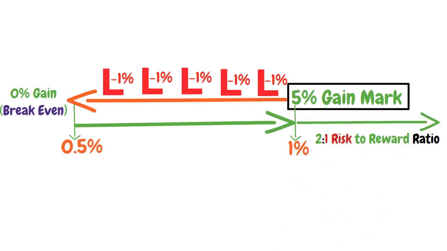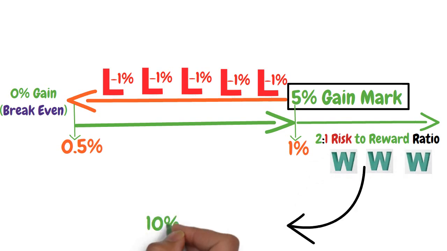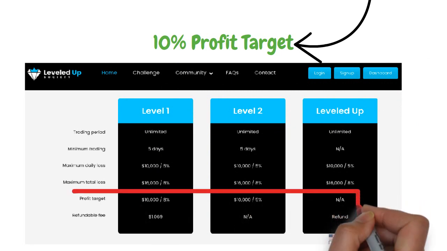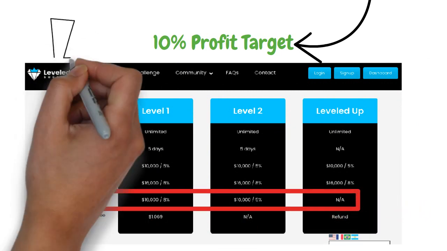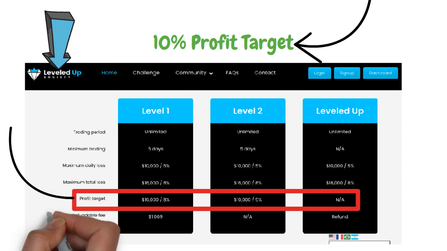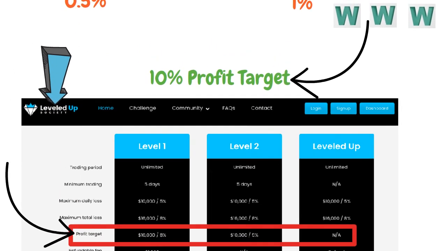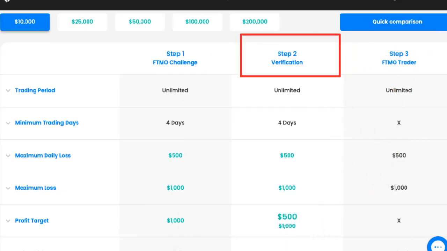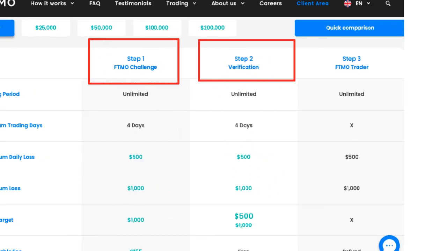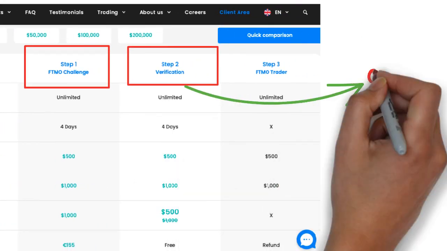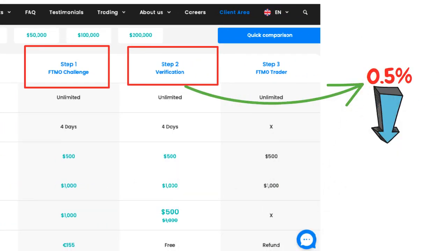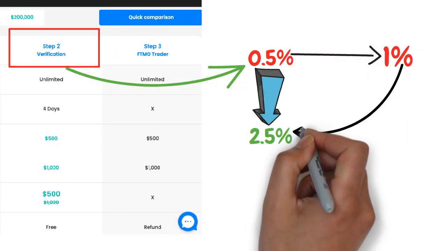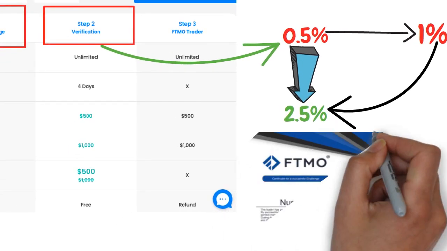Once I hit that 5% gain and I'm risking 1%, obviously I'm looking for a 2-to-1 risk to reward ratio. It's only going to take me roughly 2.5 trades to then reach that 10% profit target and pass the challenge. Some funded companies only do an 8% profit target, like Leveled Up Society. In that situation, it's only going to take me literally 2 trades to pass the challenge. When it comes to the verification, it's the exact same thing as the challenge account. For the risk management, I risk 0.5% until I get to around that 2.5% mark, and then I risk 1%, looking to gain 2.5% on that specific position, so then I can pass the verification fairly easily.